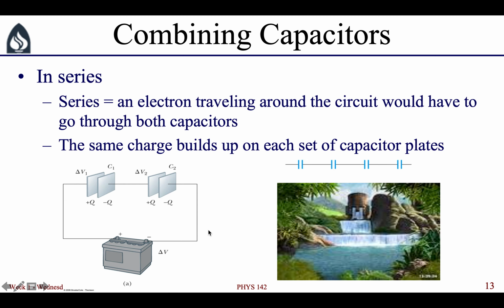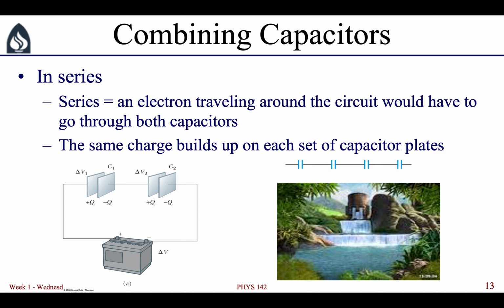But regardless of that, if you have capacitors in series and you had electrons traveling around the circuit, one would have to go through both capacitors to get back to the battery. So you have one capacitor after the other.